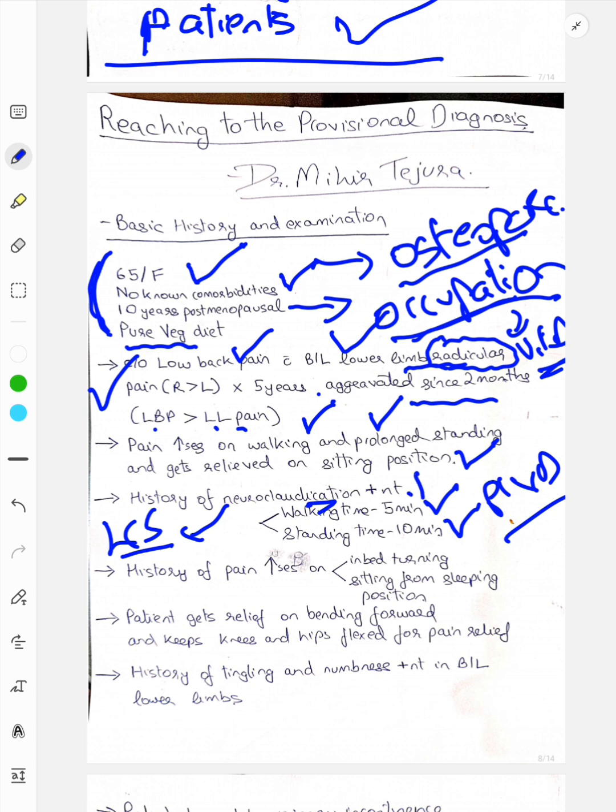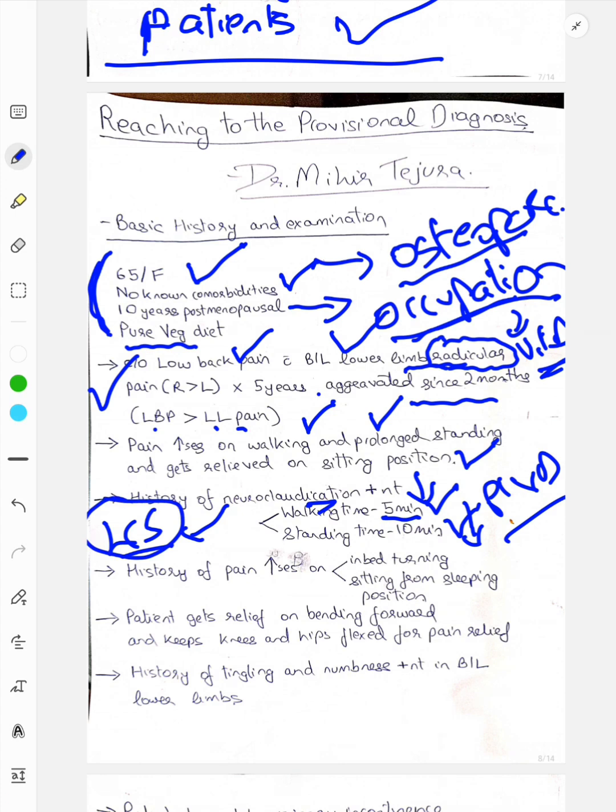If the walking time is reducing, if the standing time is reducing, or the patient himself or herself says that 2 years back I was able to walk for 5 kilometers and now suddenly since last couple of months I'm not able to walk for 5 minutes as well. This is an aggravation of LCS picture, right? So this is very important.